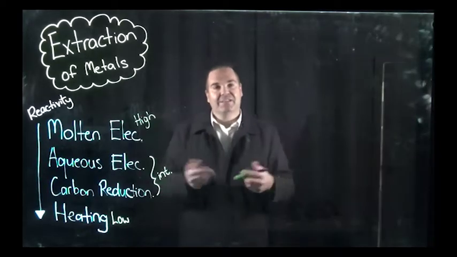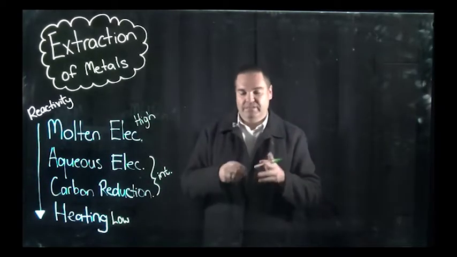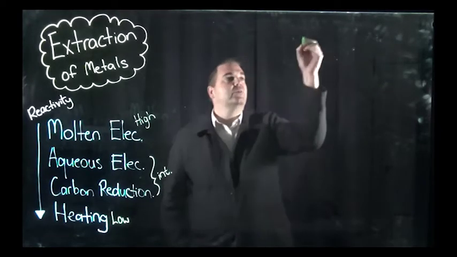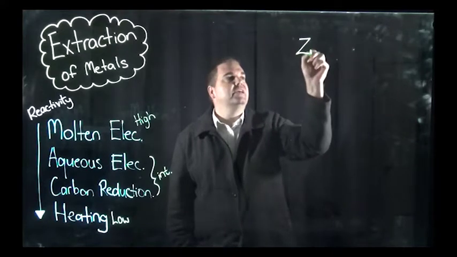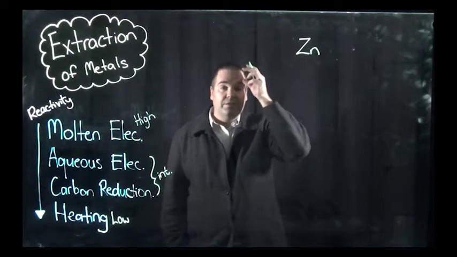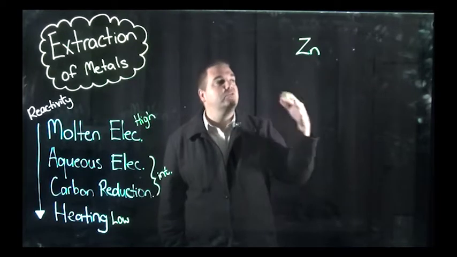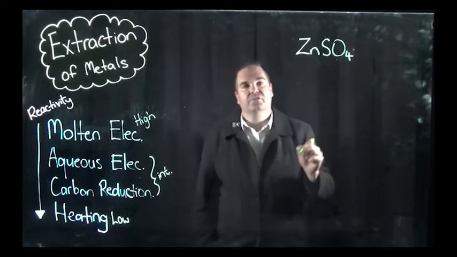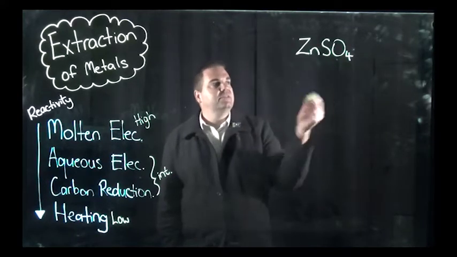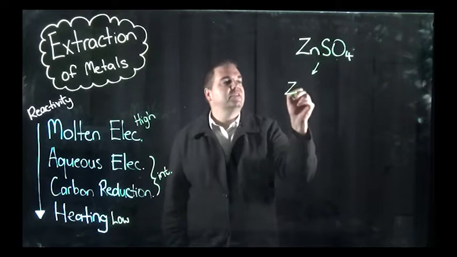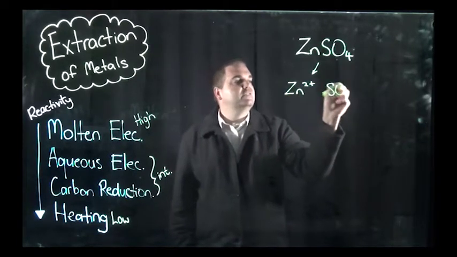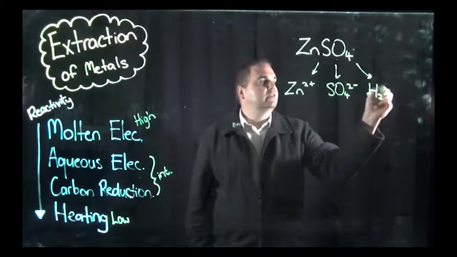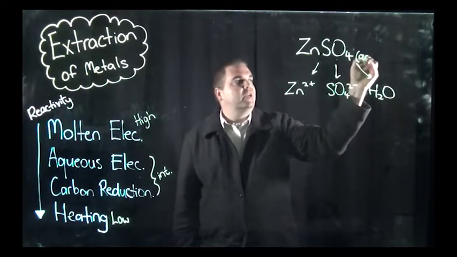And the aqueous electrolysis is where you have a less reactive metal, and it doesn't matter if the metal picks up electrons because it's not as reactive. So I'm going to look at a very common one that we use, which is zinc. Zinc is commonly found as zinc sulfide. We do a conversion of that to get over to zinc sulfate, which is what we use for electrolysis. Now in this case, in this solution, we have zinc ions, we have sulfate ions, and we have water, because we're doing this time the aqueous electrolysis.